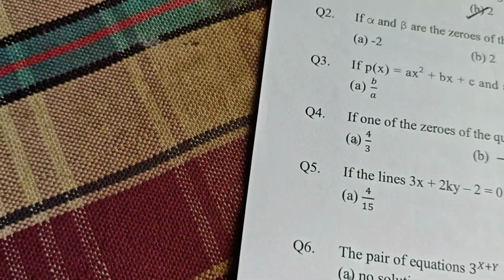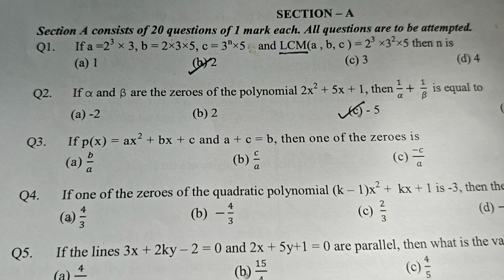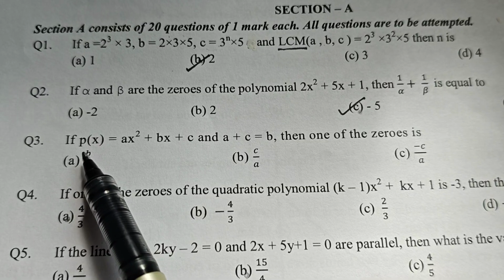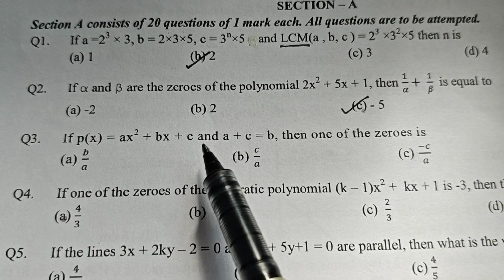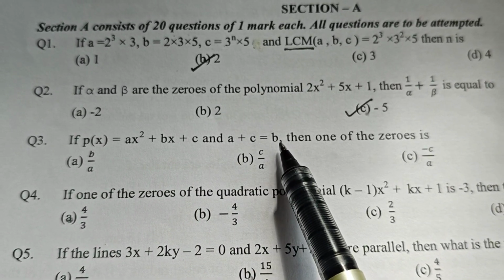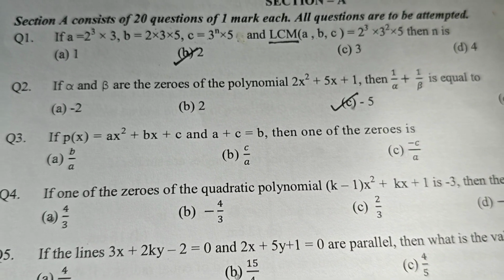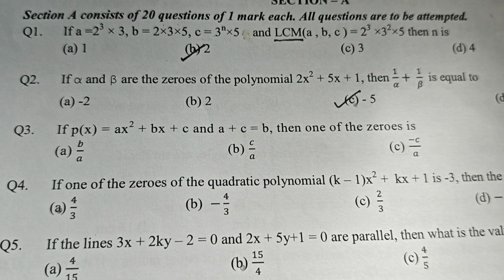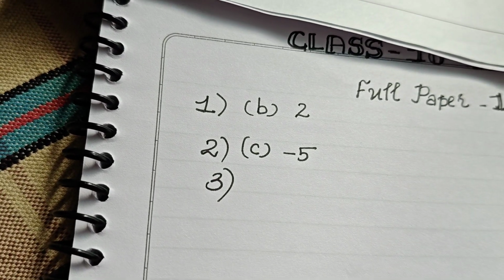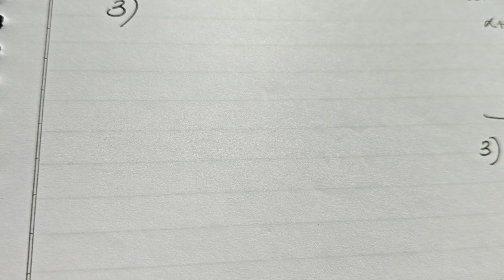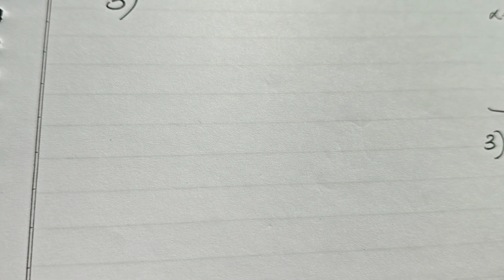Okay. Now the third question. See this question number 3. If p of x equals ax square plus bx plus c and a plus c equals b, then one of the zeros is. Here the given polynomial is ax square plus bx plus c. The given condition is a plus c equals b. That means in place of b you can apply a plus c.